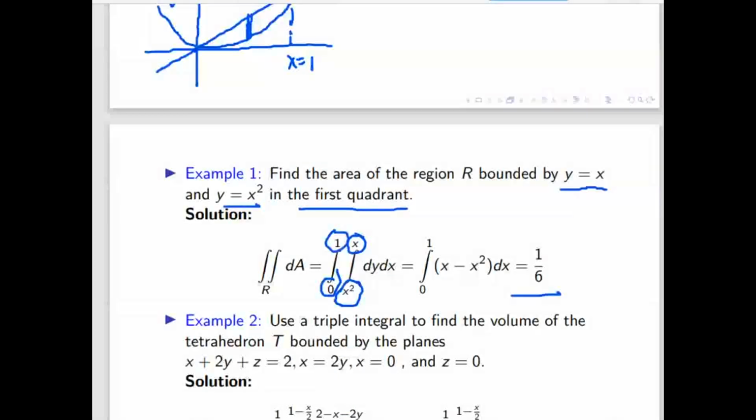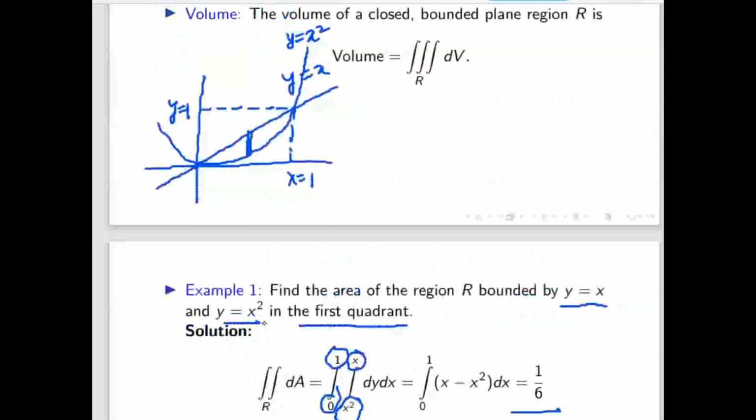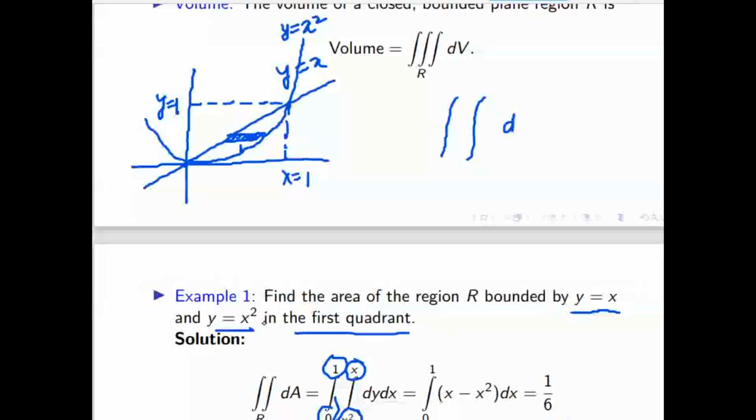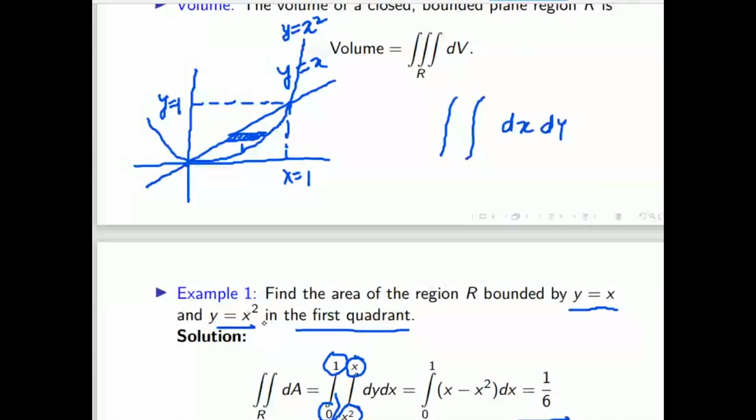In this case there is no restriction on the strip. You can even take a horizontal strip. Suppose I choose the horizontal strip. Then x will start from where to where? I'm writing the limit of x first and then the limit of y. x will start over this line. So what is the value of x on this line? x equals y, and the other end is root y. And this strip moves from bottom to top, so the value of y is from 0 to 1.